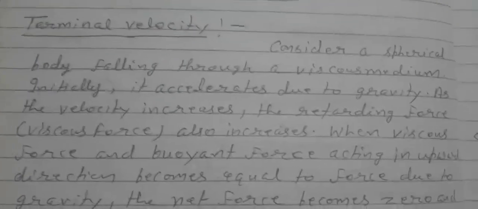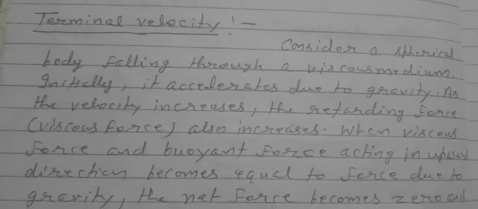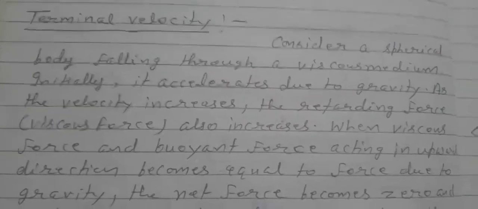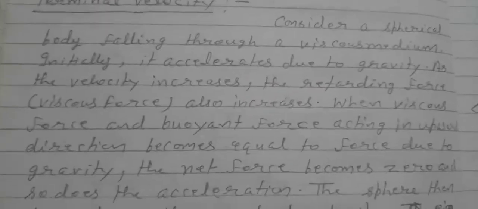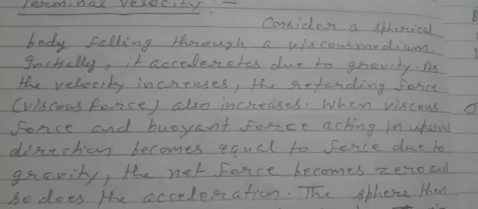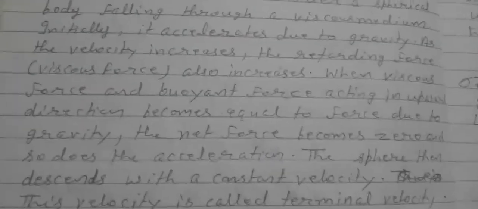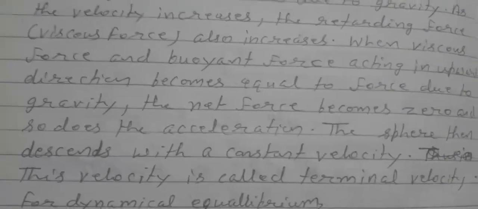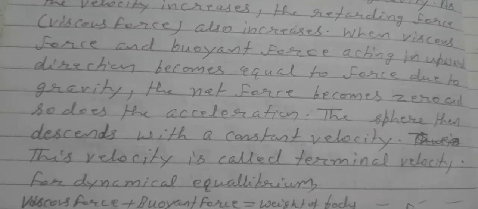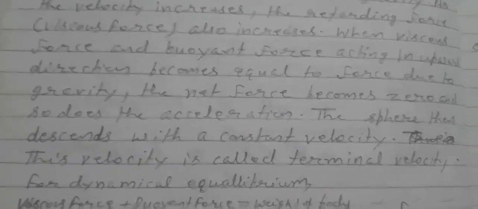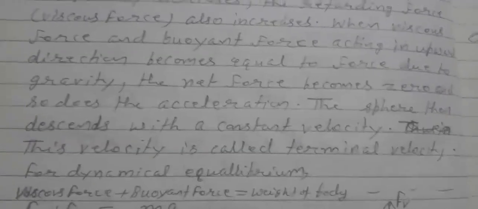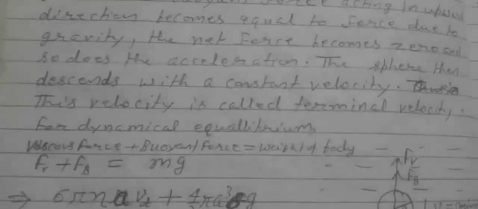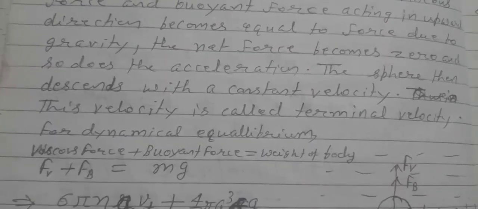Now, terminal velocity. Consider a spherical body falling through a viscous medium. Initially, it accelerates due to gravity. As the velocity increases, the retarding force, that is viscous force, also increases. When the viscous force and the buoyant force acting in the upward direction become equal to the force due to gravity, the net force becomes zero.